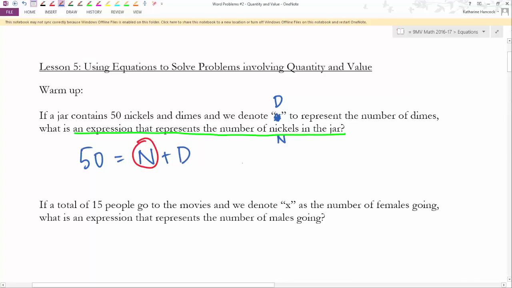So if I asked you to solve for N, you could do it. You take D to the other side. So the number of nickels is going to be 50, the total number of coins, take away the number of dimes. I hope that makes sense.